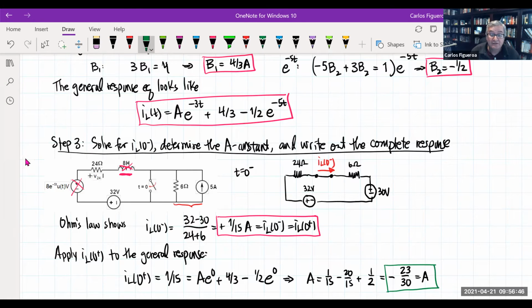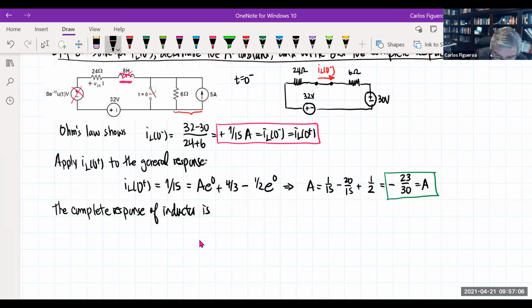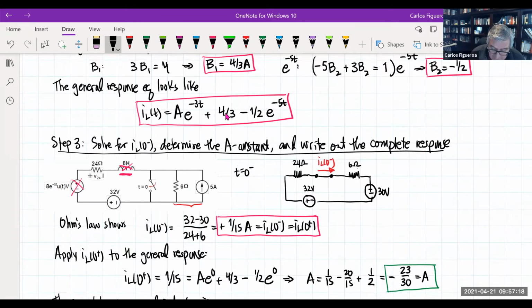So now that I have my constant, that means I can finally write the general response, or the complete response. The complete response of the inductor is going to be IL of t. I've got my A constant. So I could see that my solution looks like up here. I think I'm going to put the constant up in front.